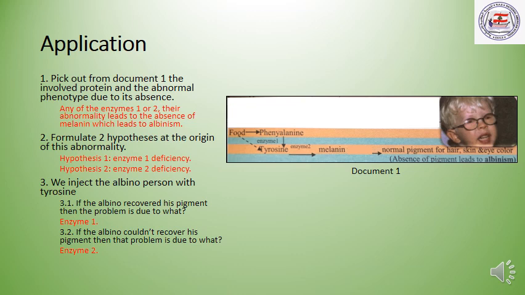And therefore, by the production of melanin pigment, enzyme 2 is considered to be functional. However, as given in 3.2, albino couldn't recover his pigment. This means that the cause of this absence is due to enzyme 2.